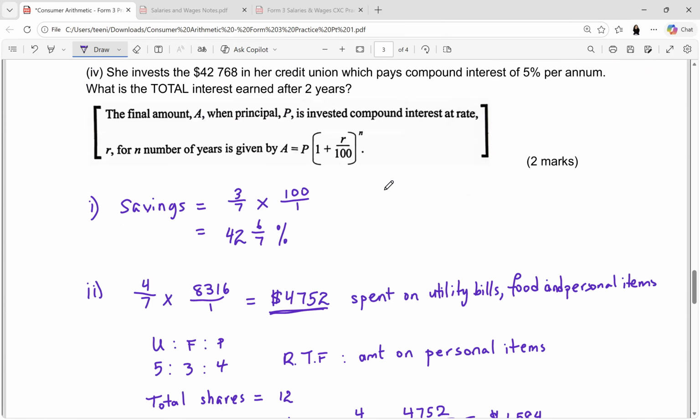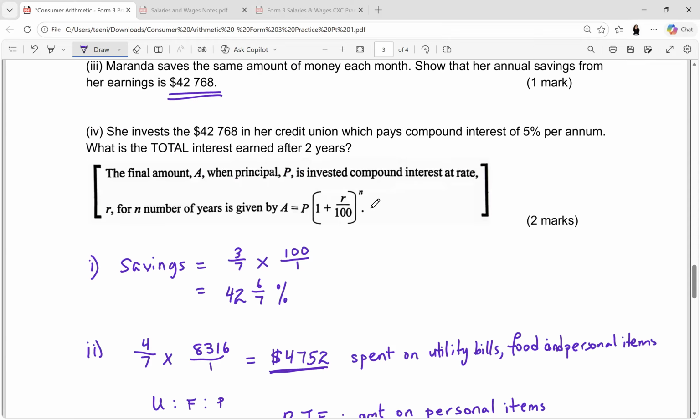And then the next part of the question, the final part of the question, is your compound interest question. It says she invests the $42,768 in her credit union, which pays compound interest of 5% per annum. What is the total interest earned after 2 years? So you could just substitute it into the formula and get your answer, or you could find how much interest in the first year and then find it in the second year. But I want to show you all today how to use the formula.